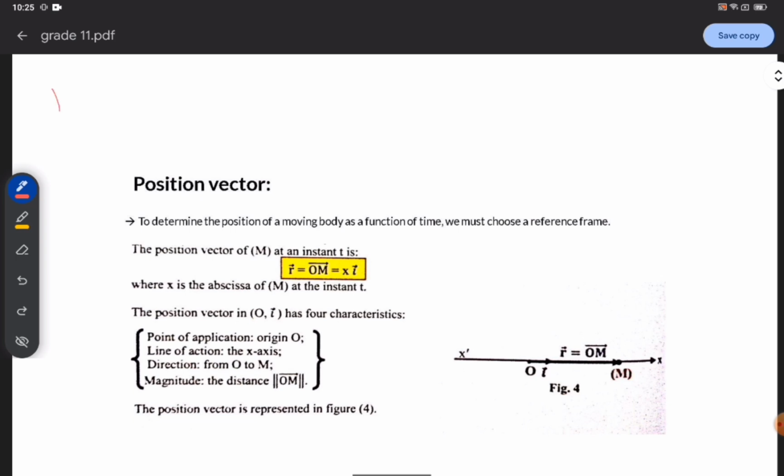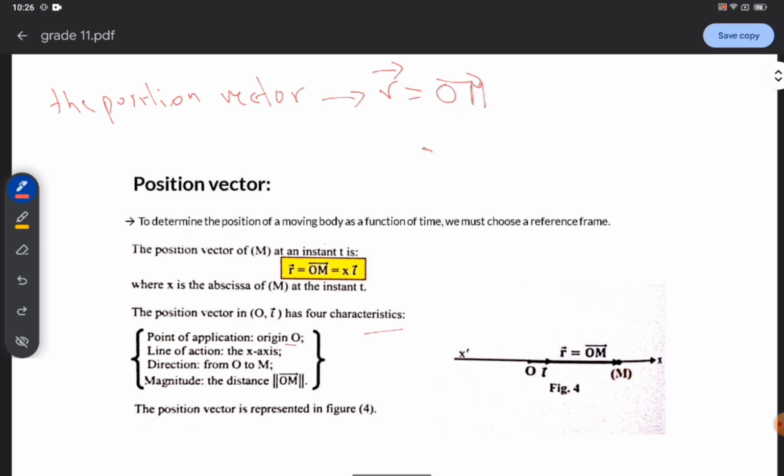The position vector is given by r equal OM vector. So it has four characteristics: point of application origin O, line of action the x-axis since it is along the x-axis, direction from O to M, and magnitude the distance OM.